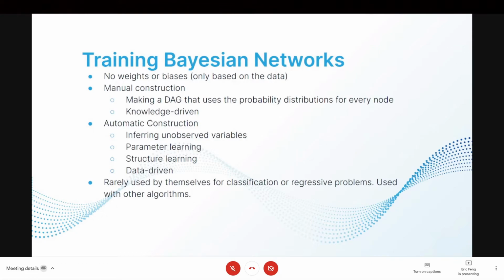The second part of automatic construction is parameter learning. So since the parameters for automatic construction are not known, we estimate them. In order to estimate the parameters, we use the posterior distribution and approximate the most likely values that they could be. This is generally implemented using maximum likelihood estimation, but we won't really get into that in this lecture.